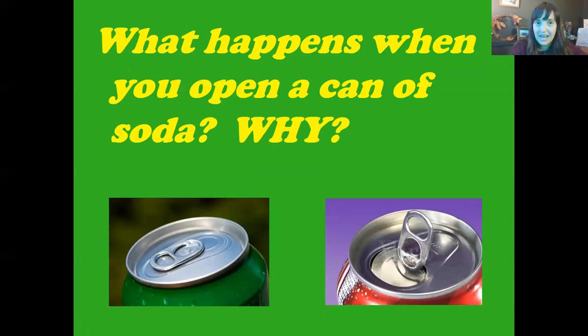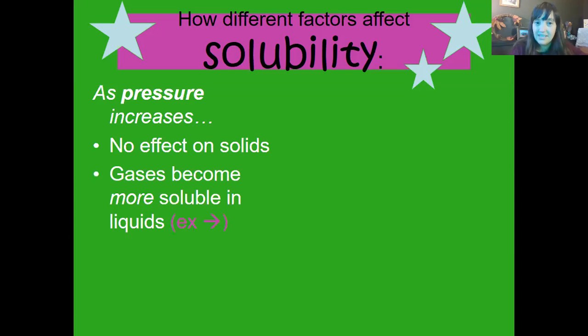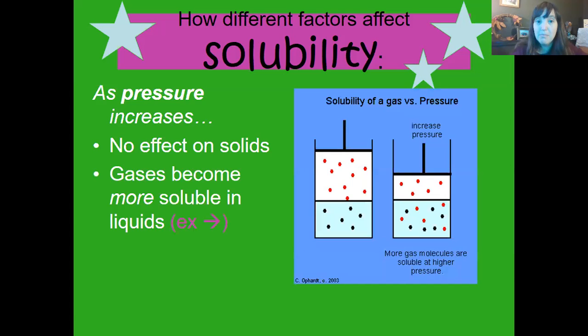So now we're going to look at the effect of pressure on solubility. You can also mess with solubility using pressure. As pressure increases, it doesn't affect solids because they're just not really affected by pressure. They already have a shape and size, so squeezing them or squishing them doesn't affect them. But gases become more soluble. So in a can of soda, if you pressurize the soda, that holds the gases in a little bit better. As soon as you release the pressure by opening it, the gases are going to escape.